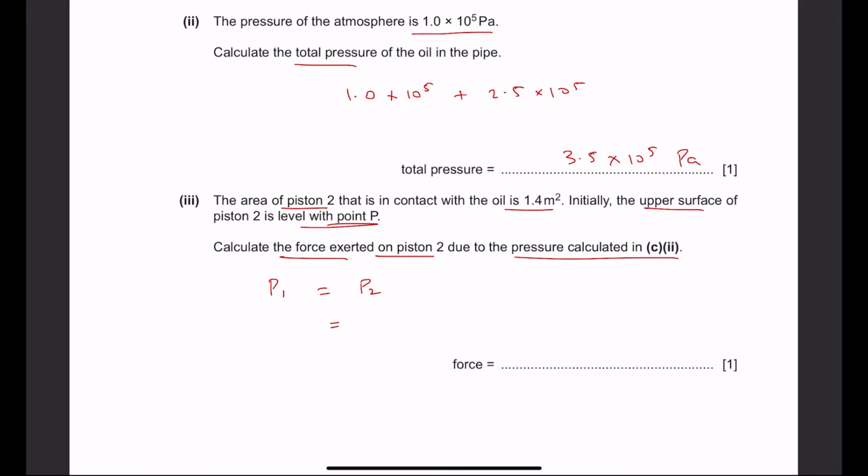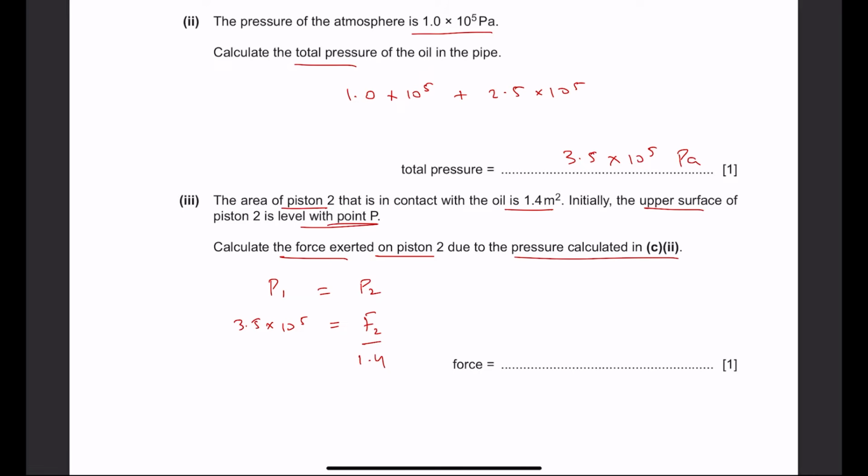Now we want to find the force. So this P2 will be force 2, the force on piston 2, over area A2 of the second piston. We already know the pressure. We can also write this formula as F1 over A1, but we have already calculated the total pressure on piston 1, and we can write that here directly, 3.5 times 10 to the power 5. Now this area is given to us, which is 1.4.